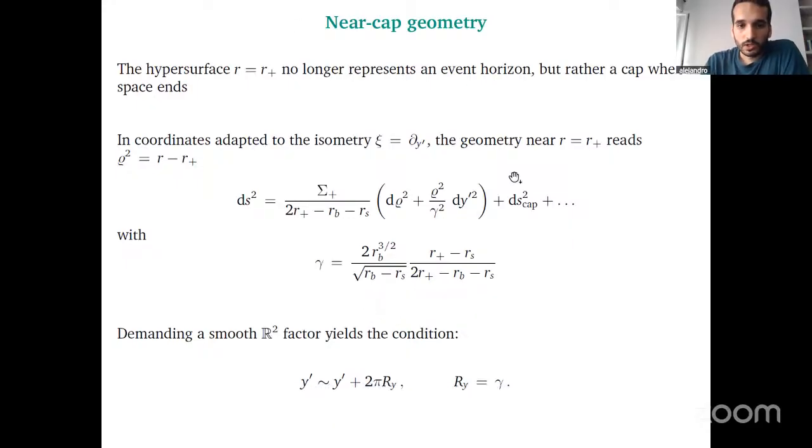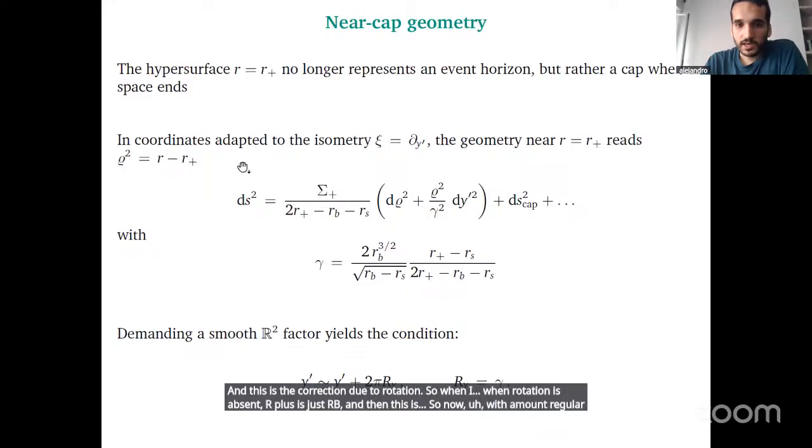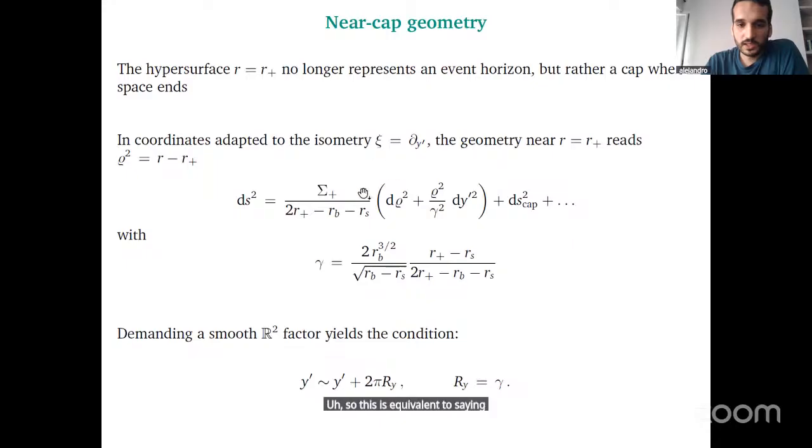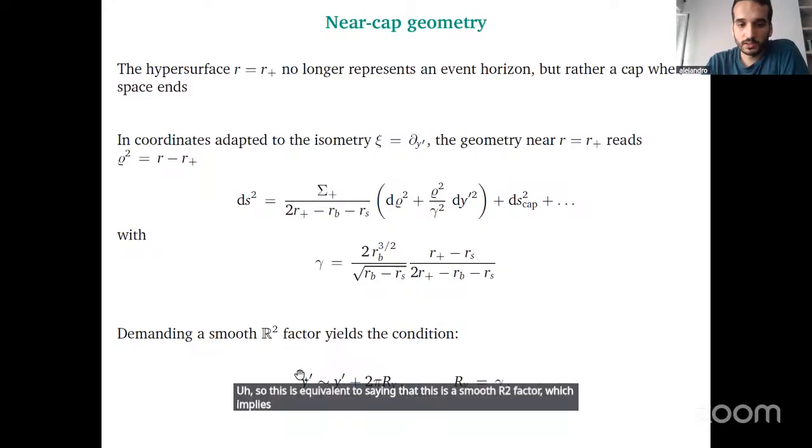So now we demand regularity of this near cap geometry. This is equivalent to saying that this is a smooth R2 factor, which implies that the coordinate y prime is periodic with period 2 pi gamma.